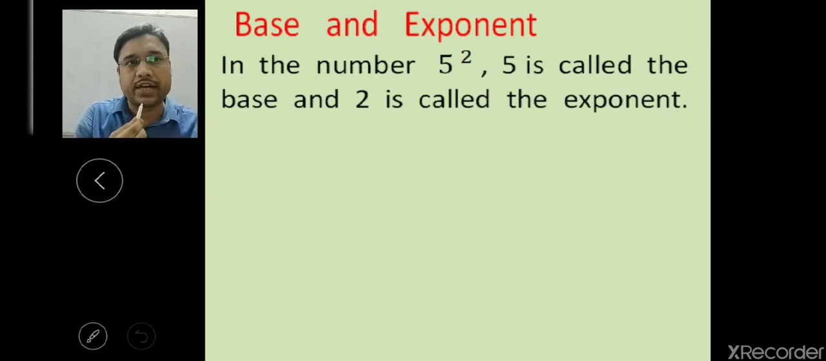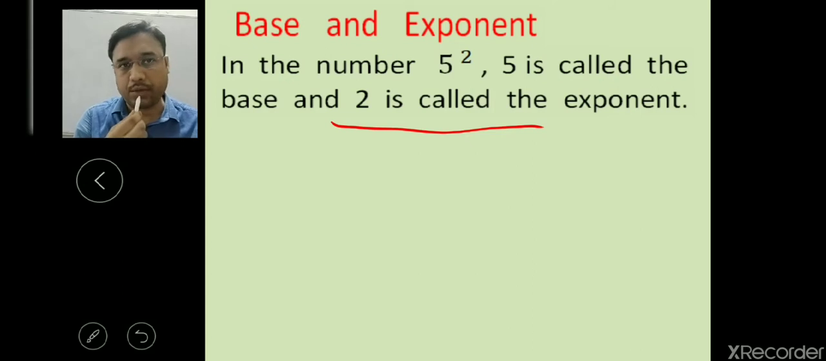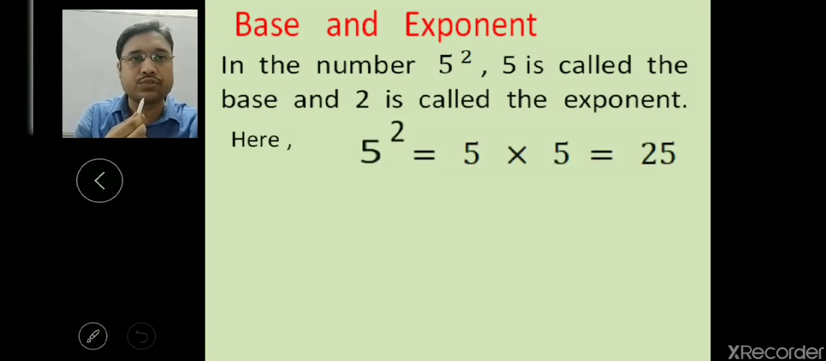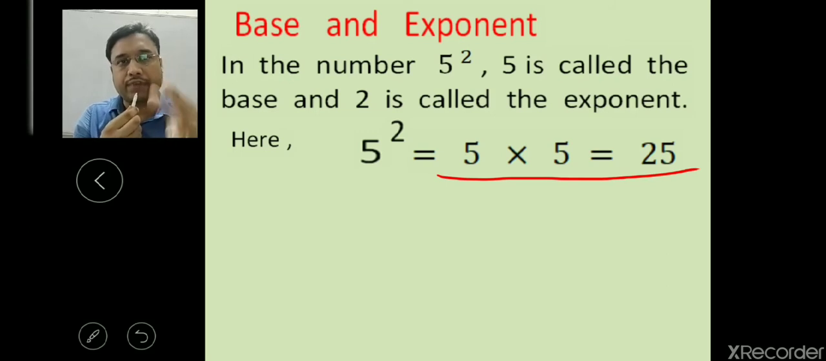First of all, we will write an example: in the number 5 square, 5 is called the base and 2 is called the exponent or power. Now in this example you can see 5 square means 5 into 5, and that gives the result 25. Because the power given is 2, you will multiply 5 with itself only 2 times. So the result we are getting is 25.